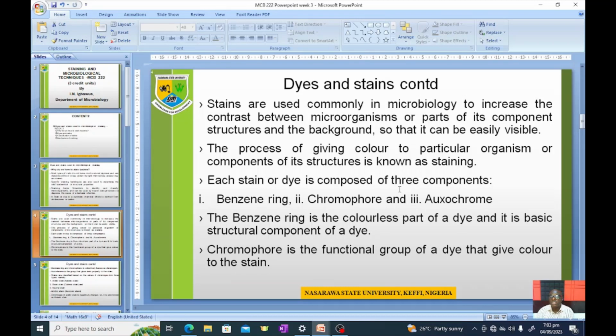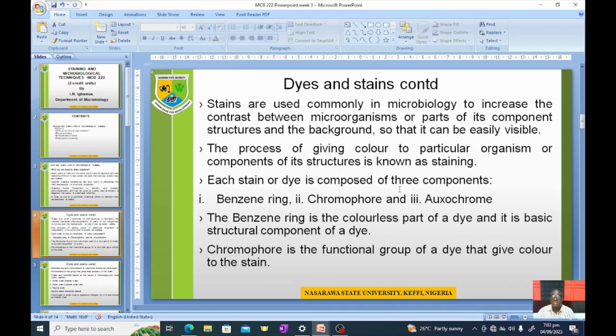The process of giving color to particular organisms or components of their structures is what is generally known as staining, as earlier said. And each stain or dye is composed of three components. One, as said earlier, is the benzene ring. Number two is a chromophore. And number three is an auxochrome.